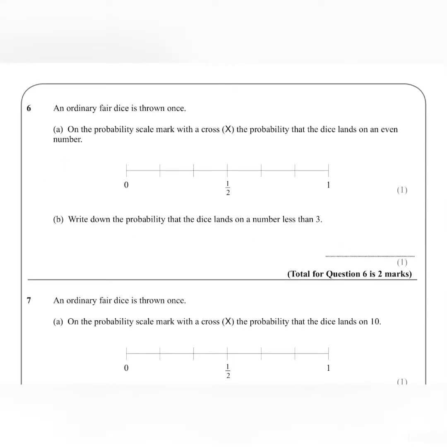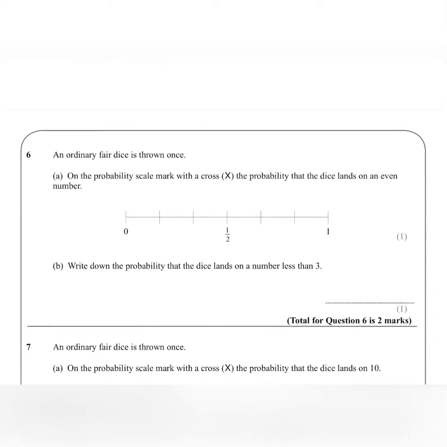Okay, so we done question 5. So if you want to pause the video and have a go at question number 6 and then come back for the answer. Okay, it says an ordinary fair dice is thrown once. On the probability scale, mark with a cross the probability that the dice will land on an even number. Now, on a dice, it's got 6 sides and it's got numbers 1, 2, 3, 4, 5, and 6. And the even numbers are 2, 4, and 6. So which is 3 out of 6. And that means it's a half. So the cross will go here.